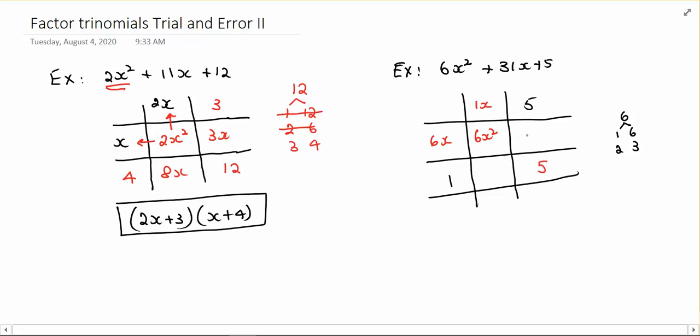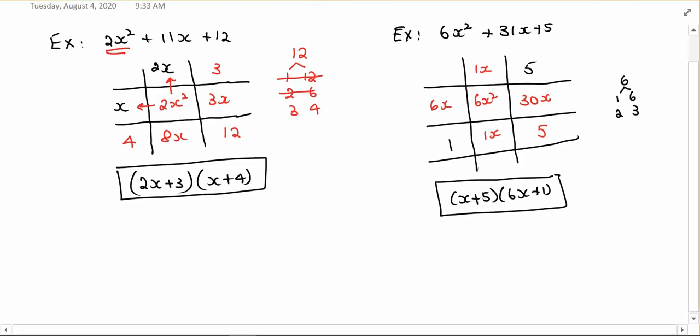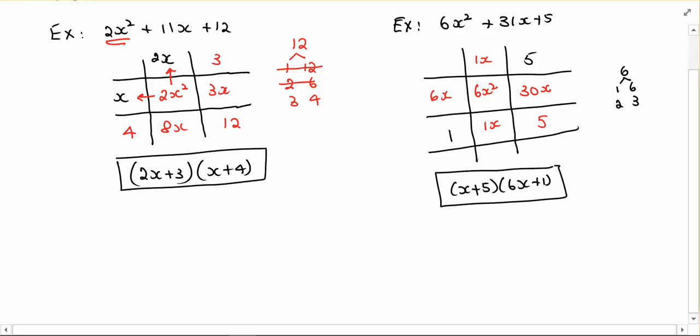But what about this spot here? 6 times 5 is 30x. 1 times 1 is 1x. Hey, look at that. 30 and 1 is 31. So I got my right combination straight off first shot. So x plus 5, 6x plus 1, and we are done. 2 and 3, you don't even have to try. It is not going to work out.